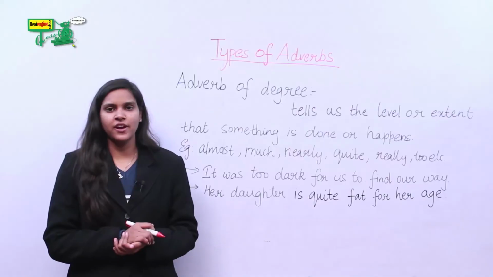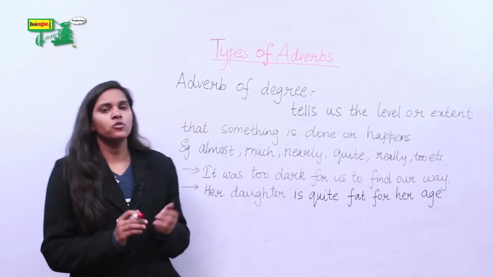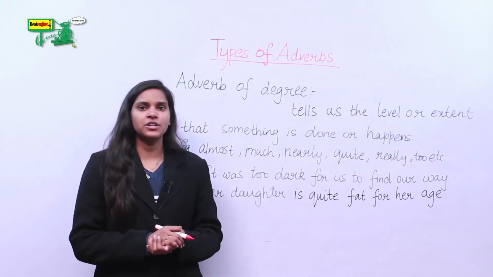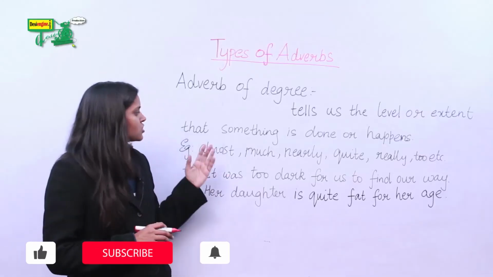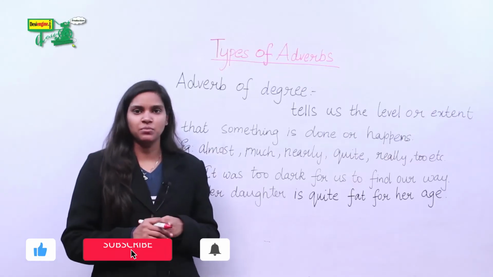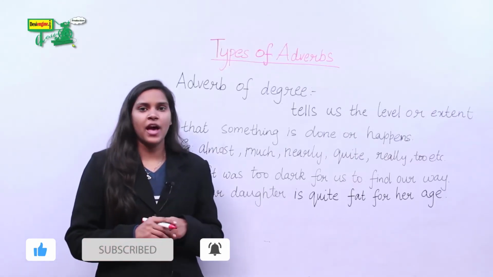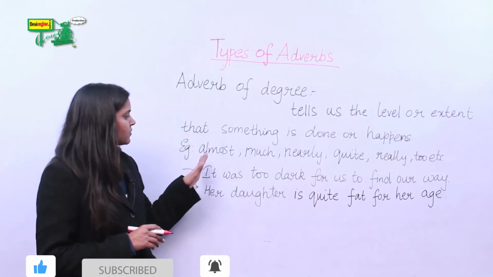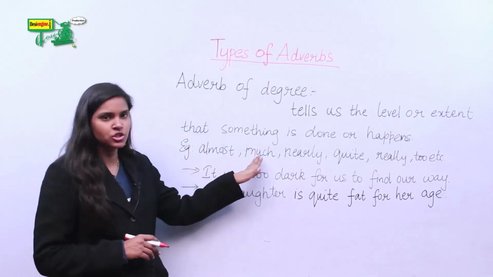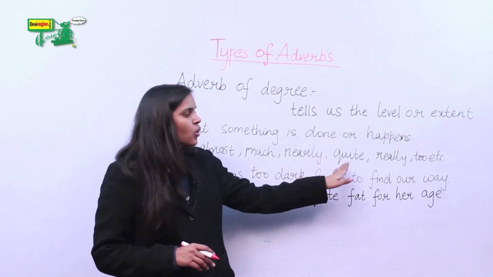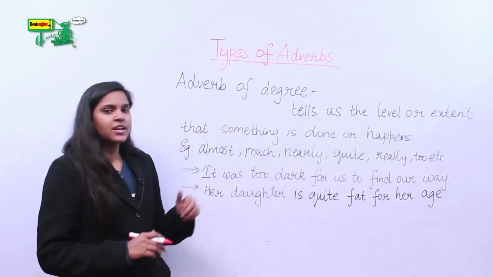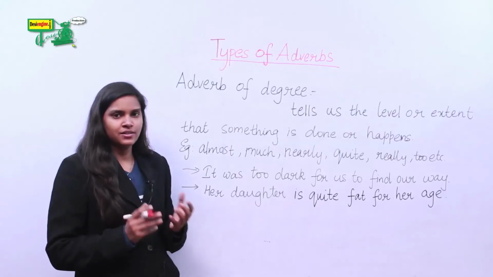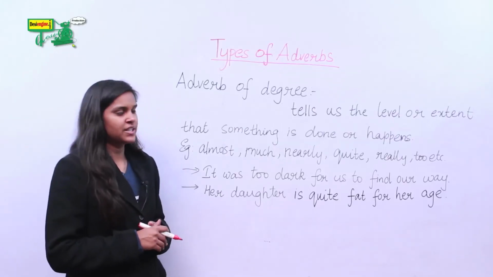The last kind of adverb is adverb of degree. An adverb of degree tells us the level or extent to which something is done or happens. Examples of adverbs of degree are almost, much, nearly, quite, really, etc. Let's take a few sentences and find out our adverb of degree.